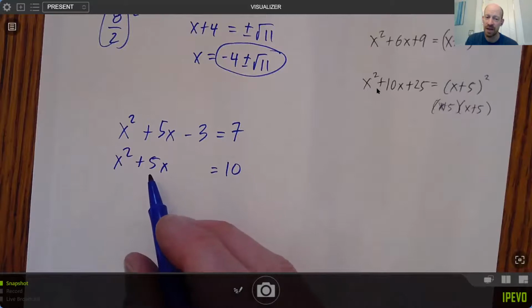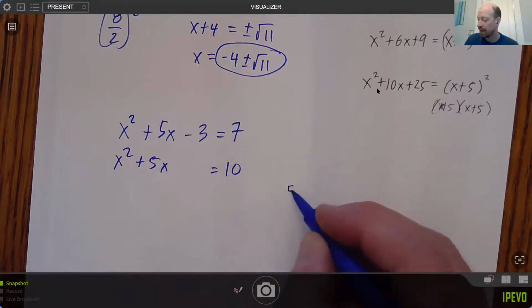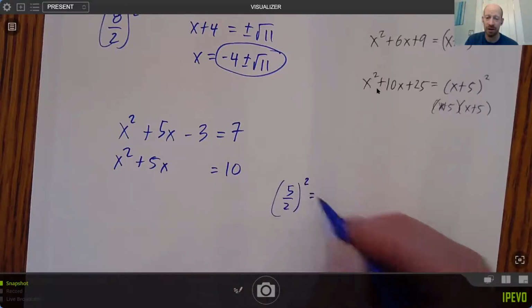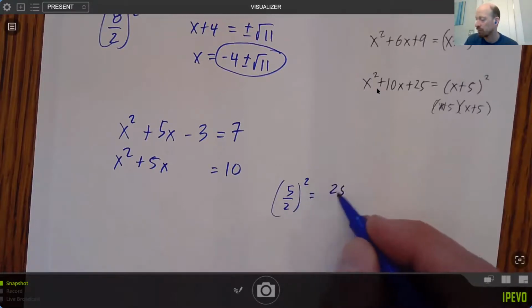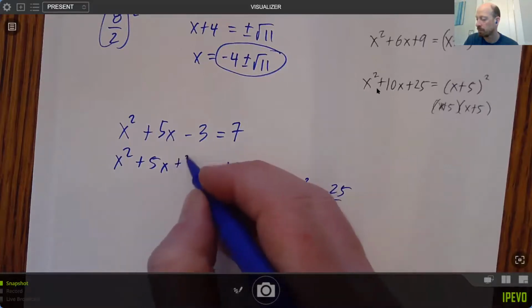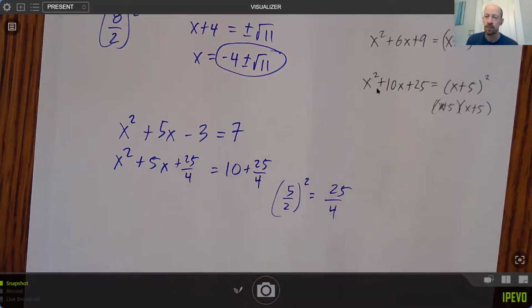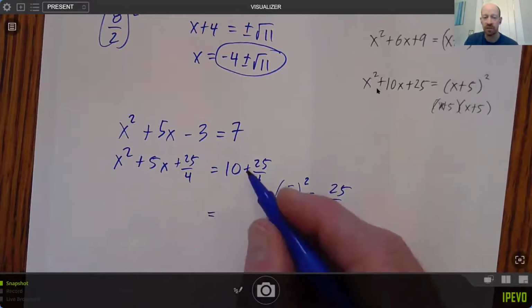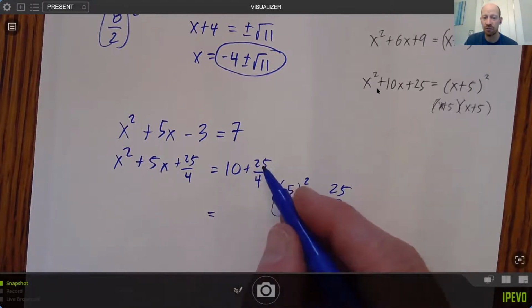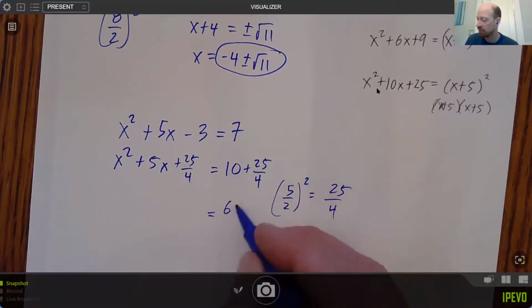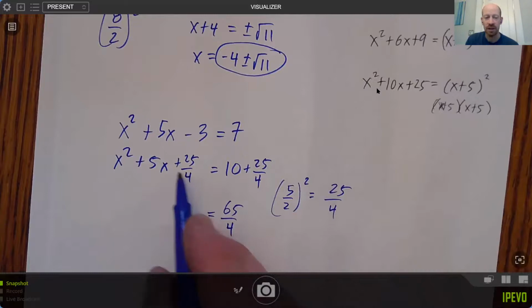Now, the rule is I always take half of the middle term and square it. So 5 divided by 2 squared, unfortunately, gives me a fraction, right? 5 halves. That's 25 fourths. So neither you nor I love that, but I can do it. This is 40 fourths, right? 10. So 40 fourths plus 25, 65 fourths.